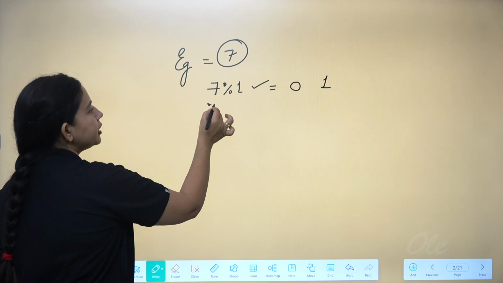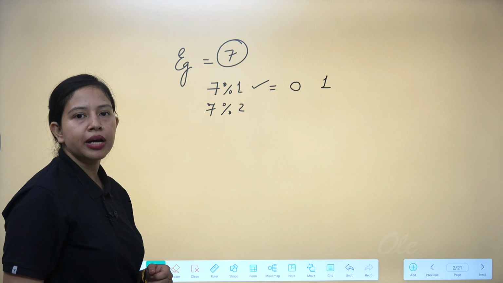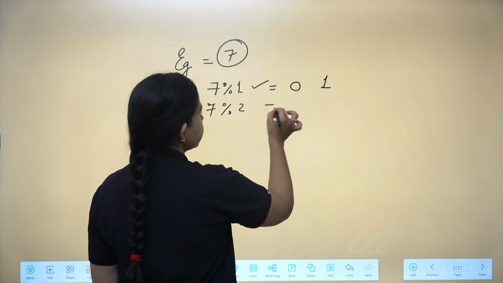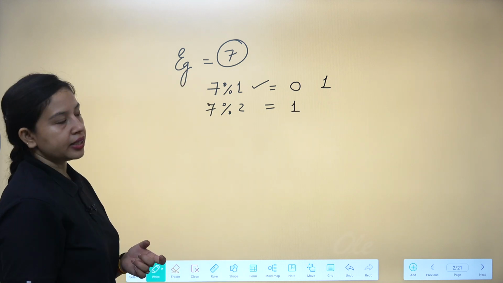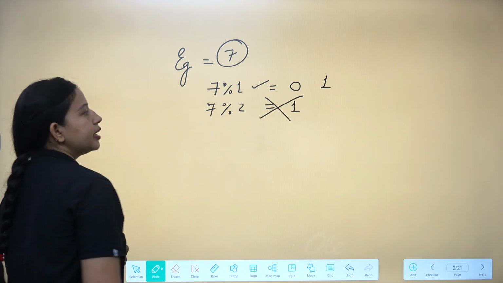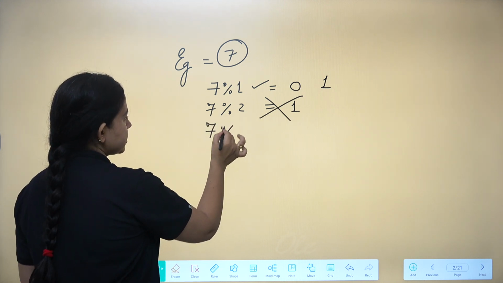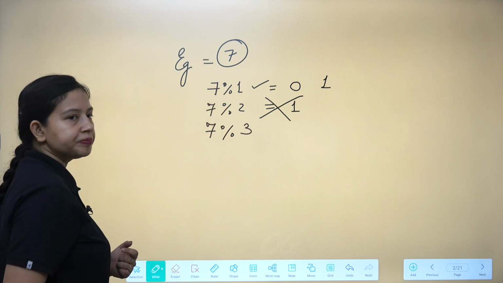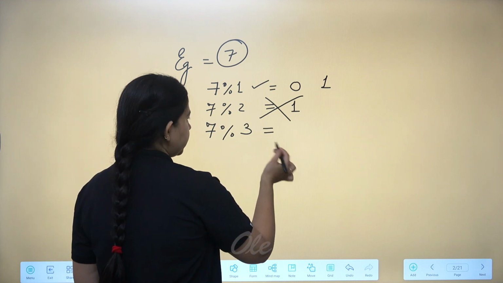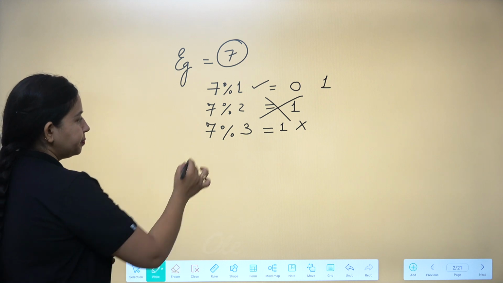Now moving on to the next, 7 modulus 2. Whenever you divide 7 by 2, what remainder will you get? You will get 1 as the remainder. So you know that this 2 is not giving you 0. That's why it is not a factor of 7. Moving on, next number 3. 3 also cannot give the remainder 0. It will return a 1. That's why it is also not a factor of 7.